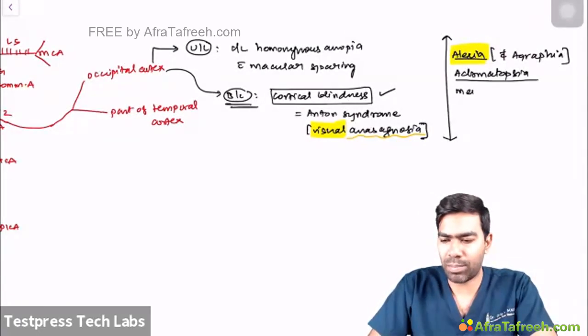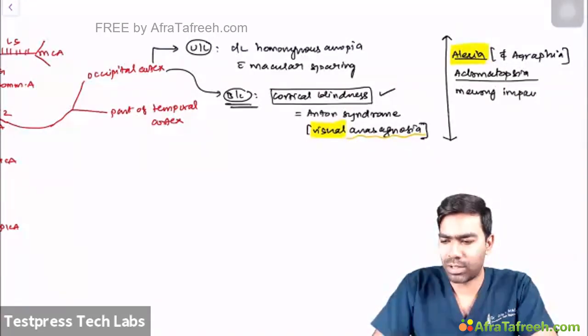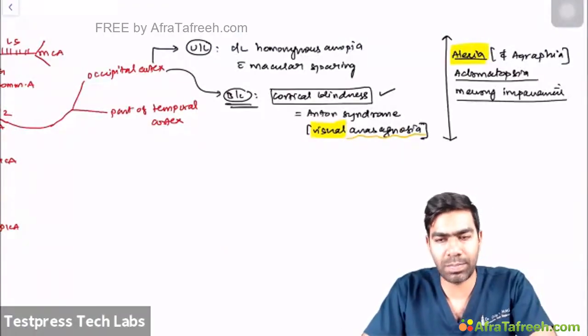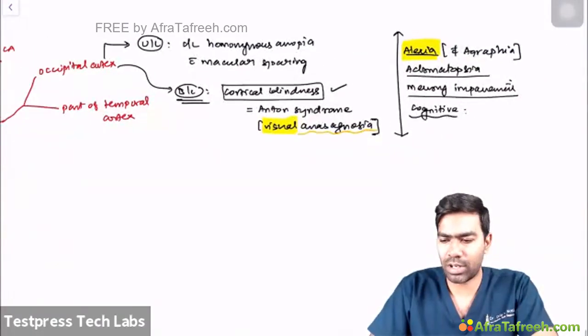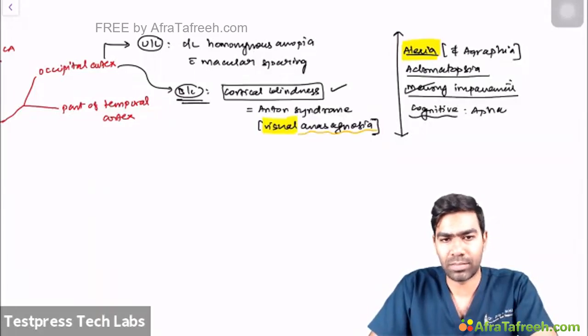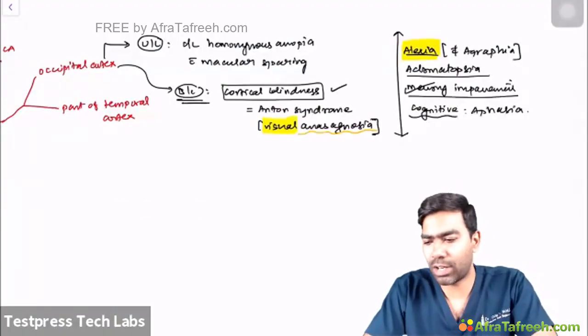And they can have memory impairment. Why memory impairment? Because of the temporal lobe involvement, because sometimes P2 syndromes can result in memory impairment also. Then apart from that, they can result in cognitive dysfunction. What are the problems in cognitive dysfunction? One is memory impairment, all right. They can develop aphasia. Aphasia. What kind of aphasia can anyone tell?